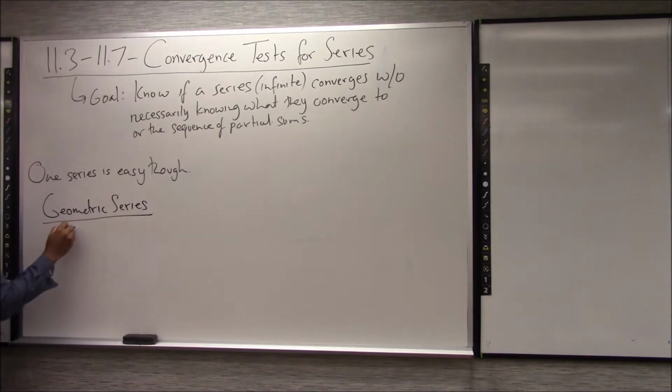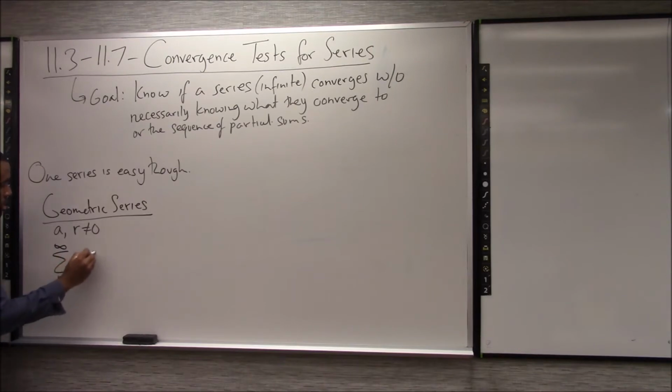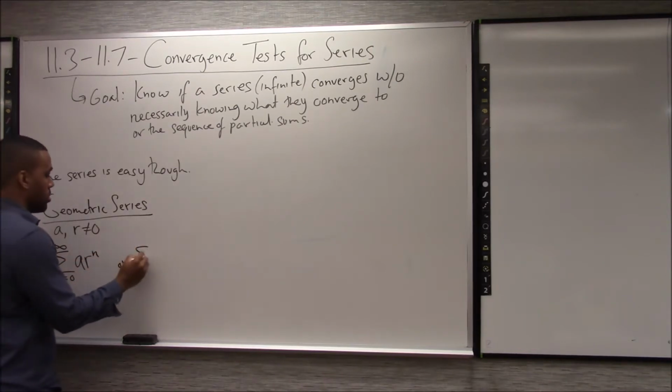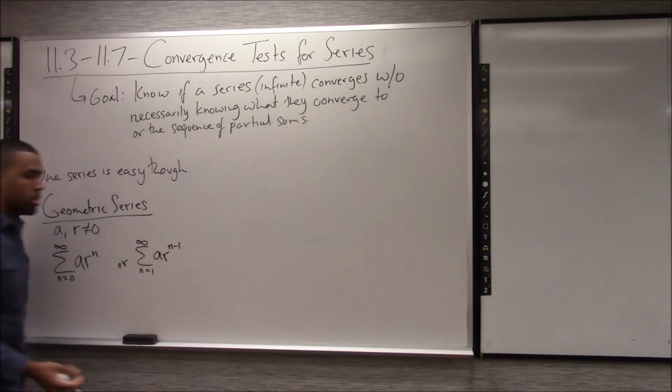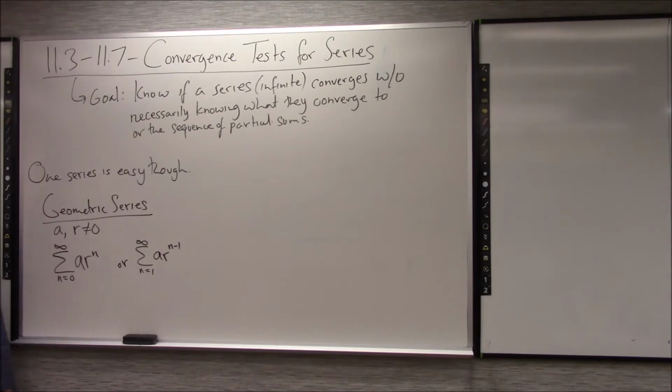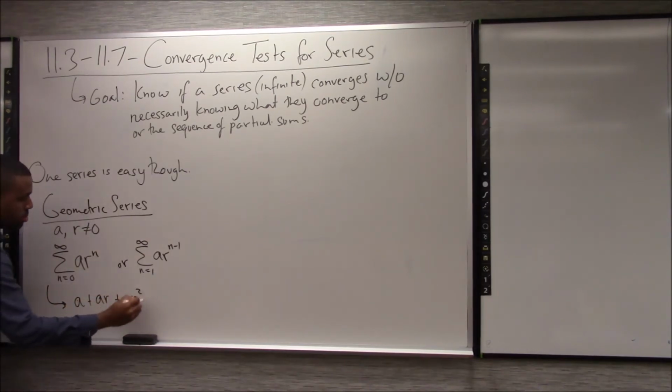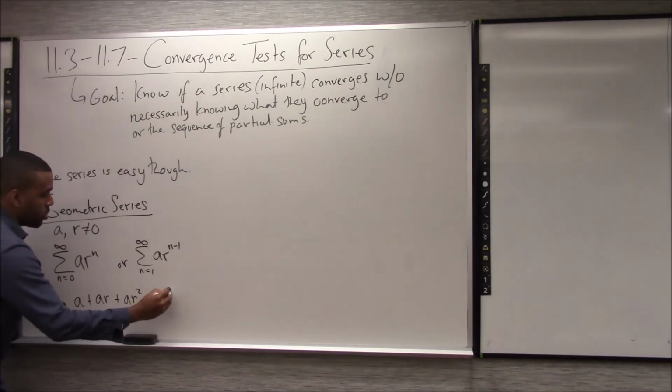Alright, so this is your a, r not equal to 0 because it would be silly otherwise, and it has the form sum from n equals 0 to infinity of a r to the n, or sum from n equals 1 to infinity of a r to the n minus 1. These are of course equivalent, but you might want the subscript to start at a certain value for theoretical purposes. But that's basically it. So basically it's just a sum that has this form. It's one number, and you keep multiplying that number by some other number over and over and over.